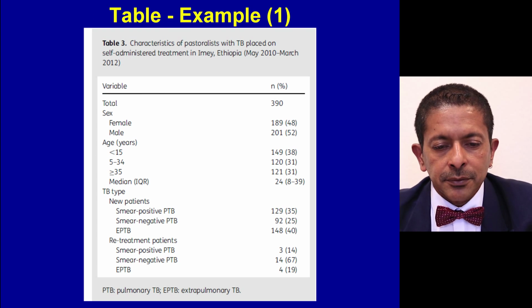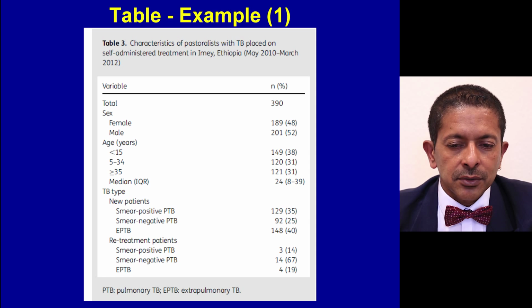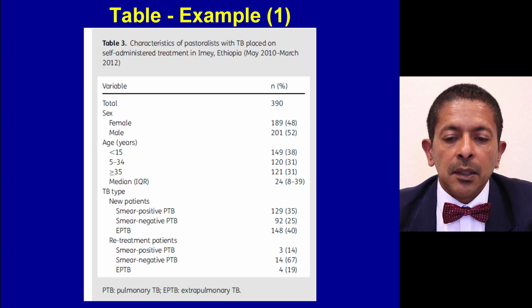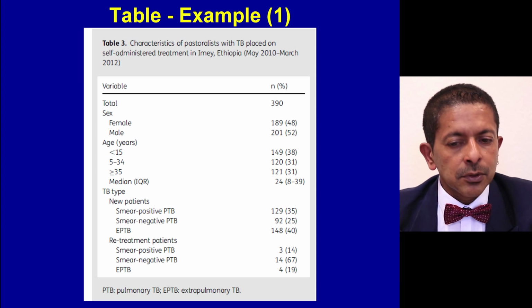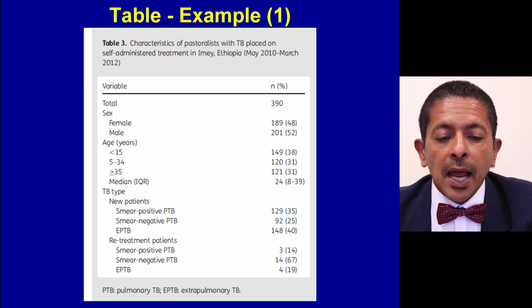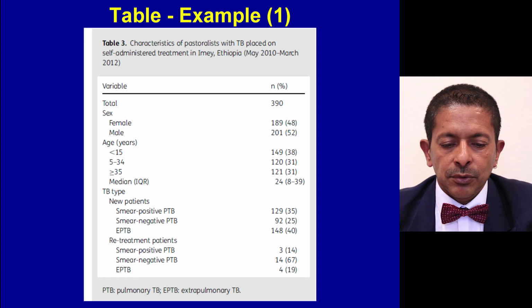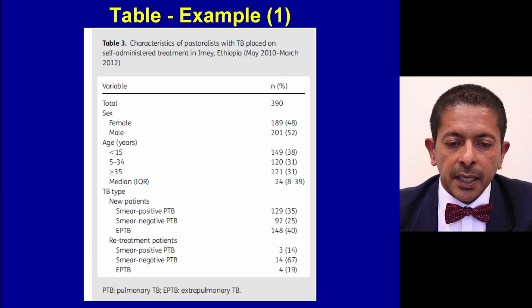Let me give you some examples. Here's the first example. Table 3, characteristics of pastoralists with TB placed on self-administered treatment in Ime, Ethiopia, May 2010 to March 2012. Now this title is pretty good. It tells you what the table is about, where does the data come from, and the period. And you have the variable on the left side, the different variables, and you have the number and percentages on the right. A simple, nice table that is easy to read and understand.